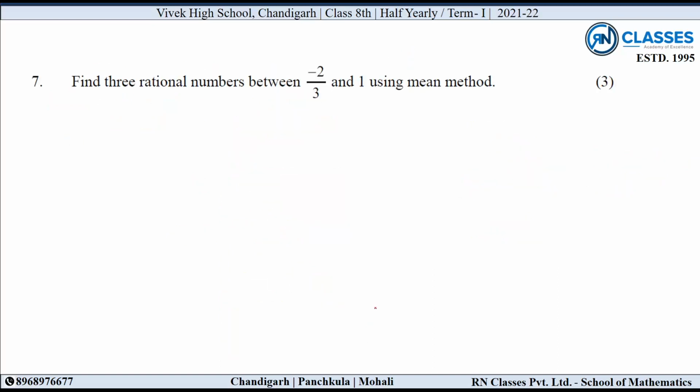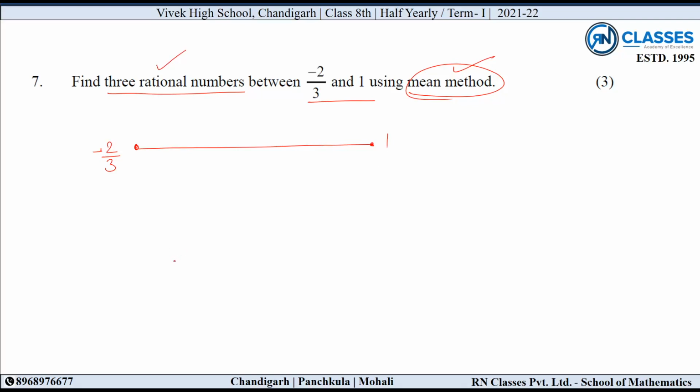Question number 7. Find 3 rational numbers between these two numbers. अब मेथड भी बता दिया उसने, मीन मेथड. राइट, चलो देखते हैं. मेरे पास नंबर्स लिखने हैं मैंने. ठीक है, यहां पे लिखा -2/3 which becomes very easy actually. -2/3 would be smaller than 1, so मैंने यहां पे लिख लिया. ठीक है, अब I have to find 3 rational numbers using mean method.